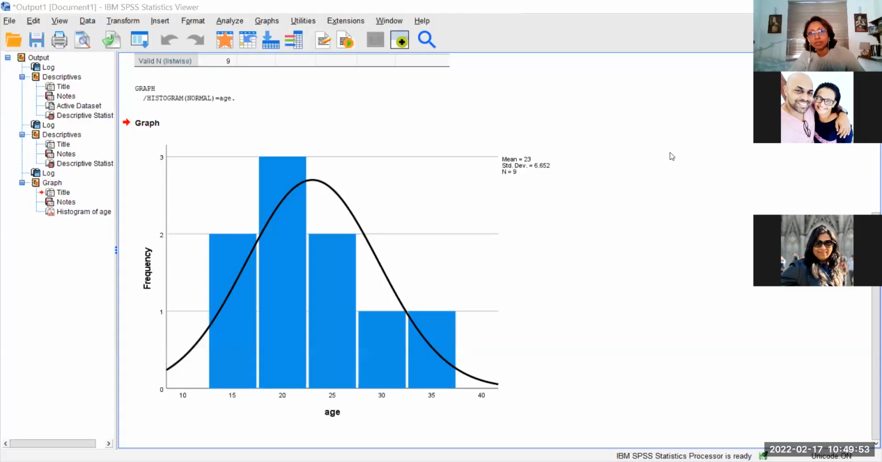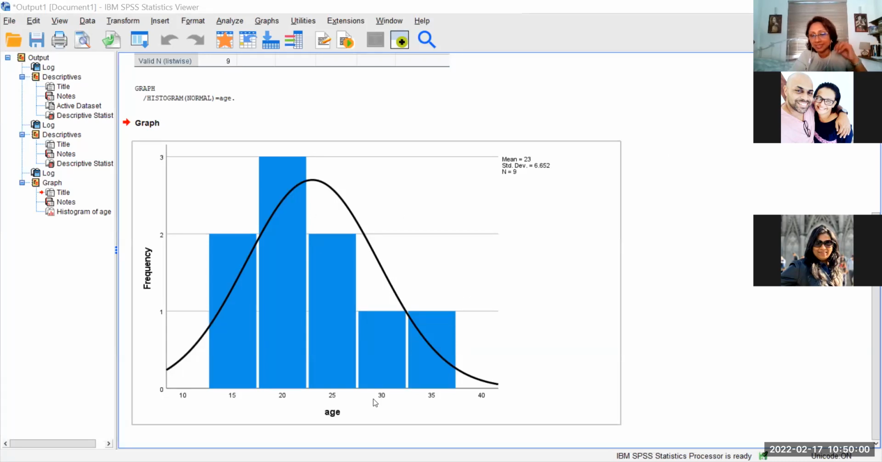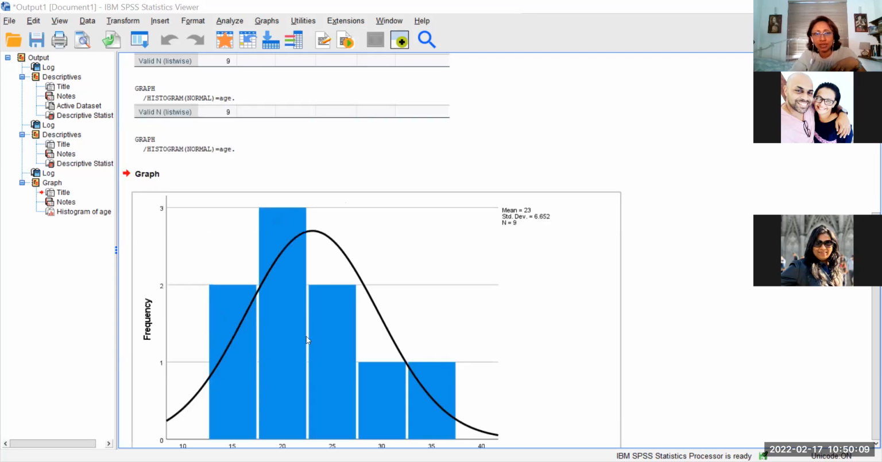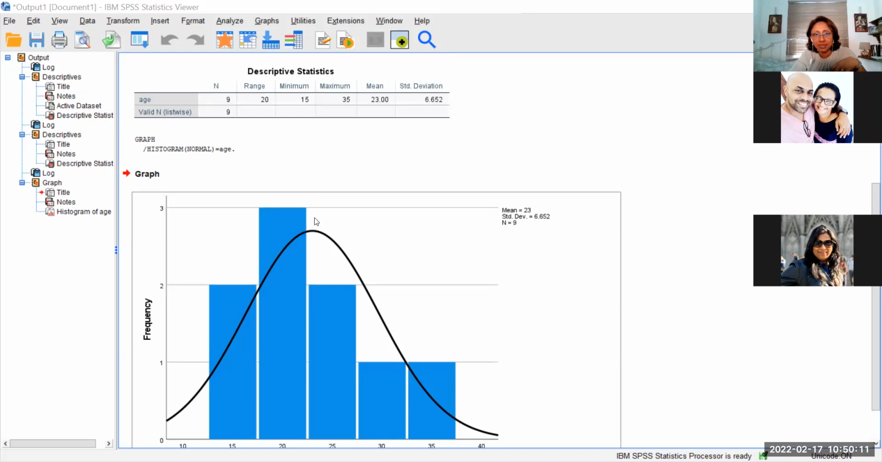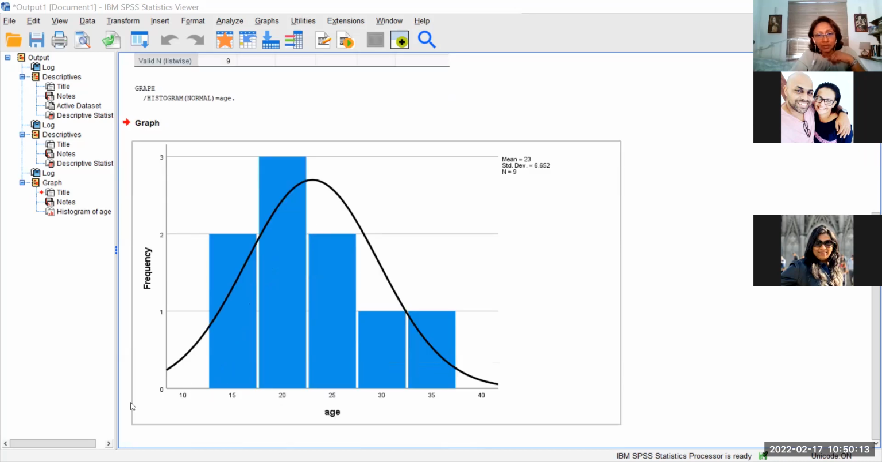So when we did the histogram, when we took out graphs and asked for a histogram with the normal curve for this age, this is what we got. 15 to 35. Your mean age is somewhere here, 23, which it already calculated for us, right? And what can you tell me about this curve? Is it positively skewed, negatively skewed, or symmetrical?